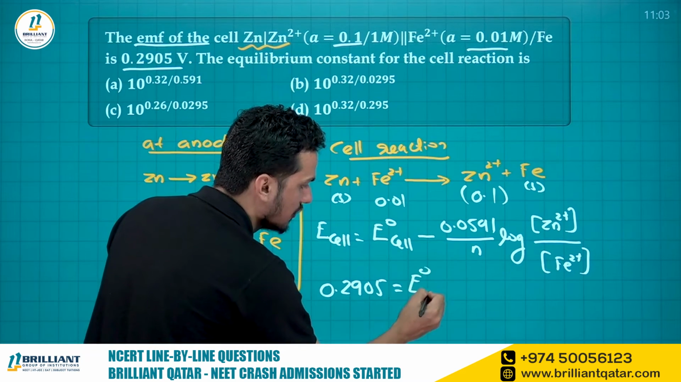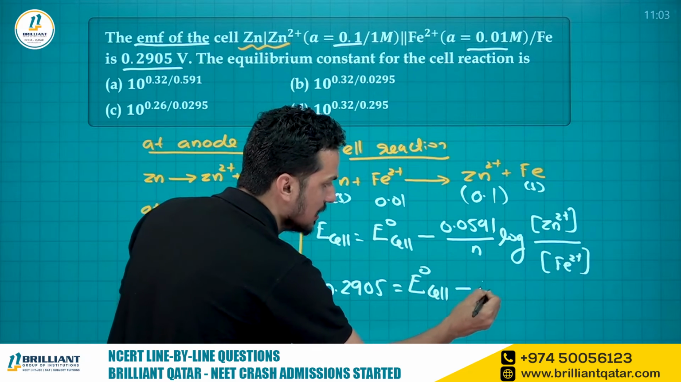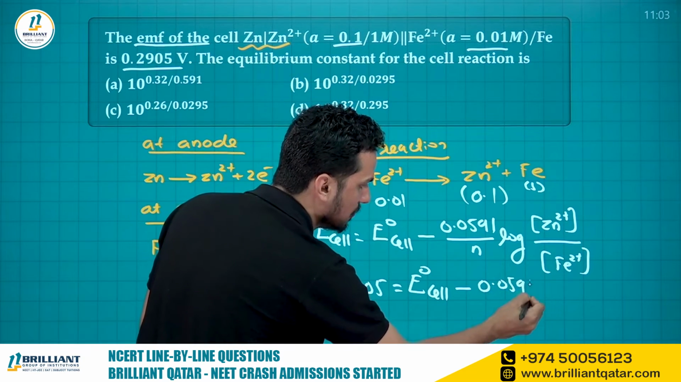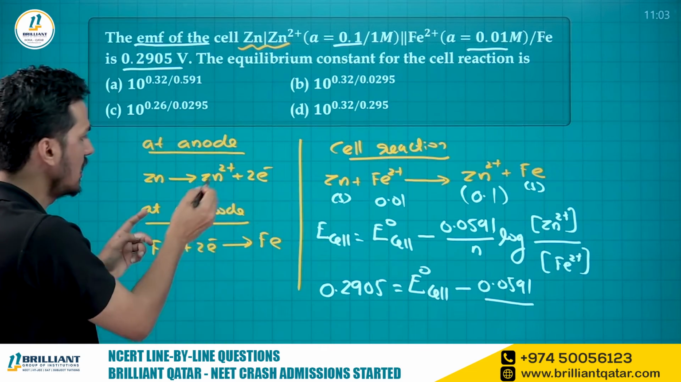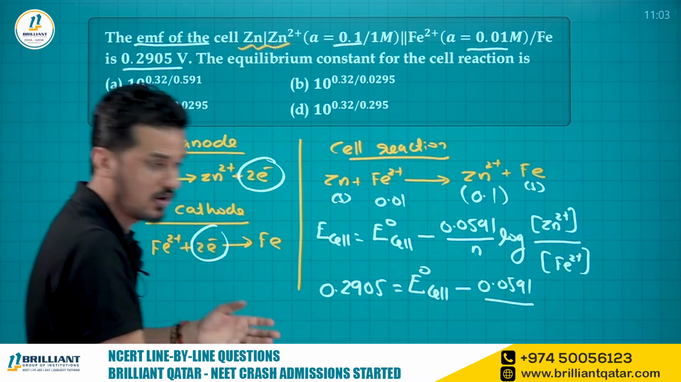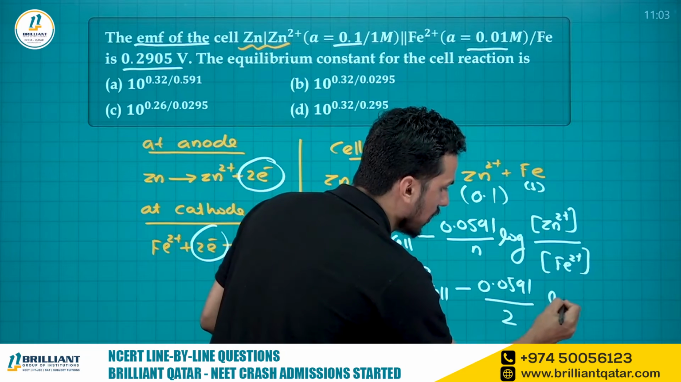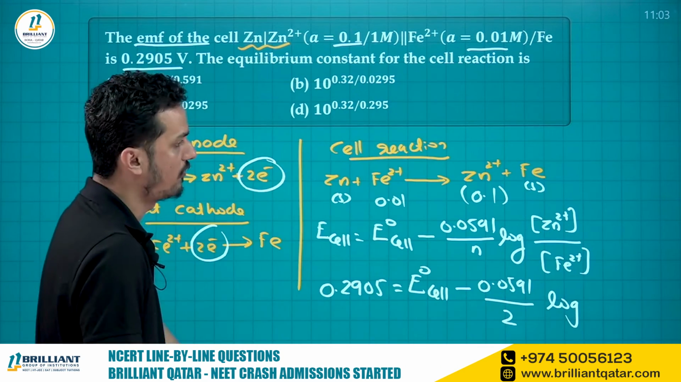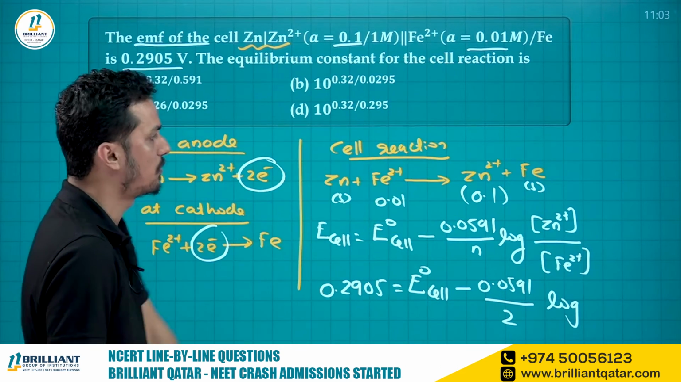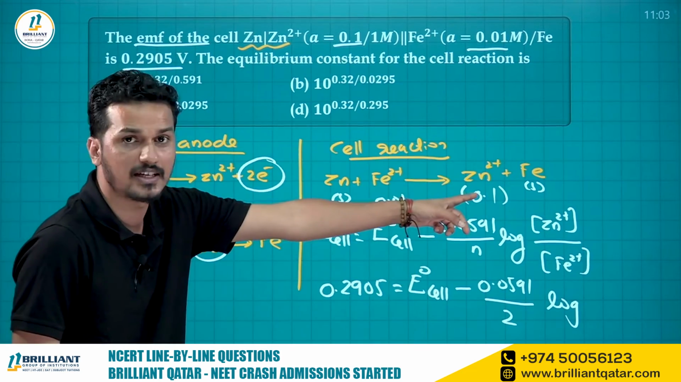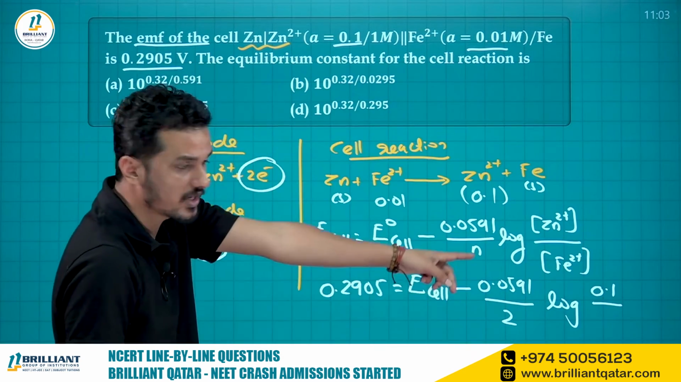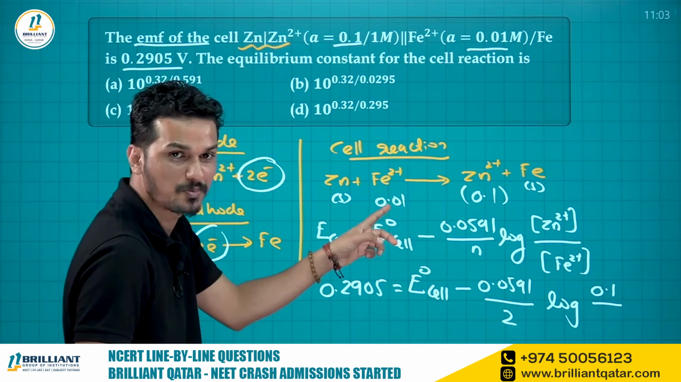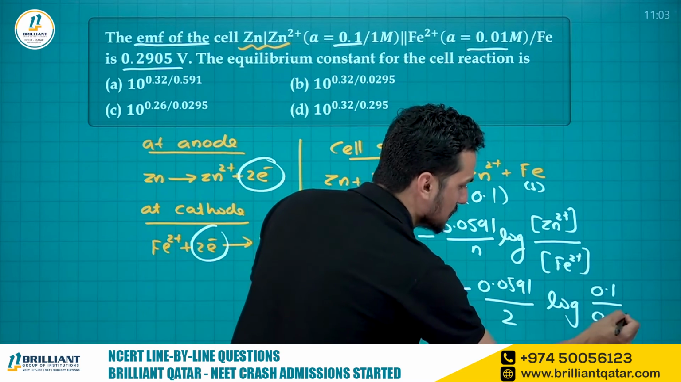So we have to find E0 cell. E0 cell minus 0.0591 by n. What is n? Here how many electrons are participating? 2 electrons are participating. So divide by 2 into the logarithm of the concentration of Zn2+, which is 0.1, divided by the concentration of Fe2+, which is 0.01.